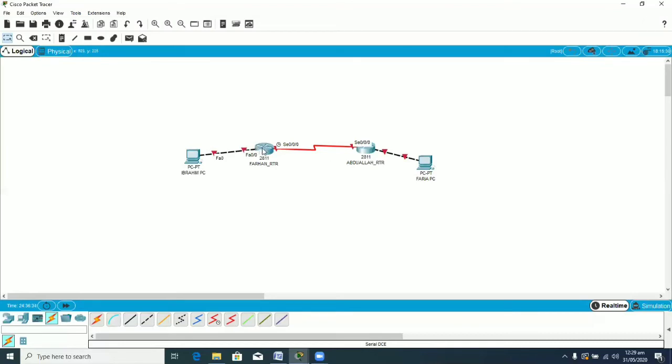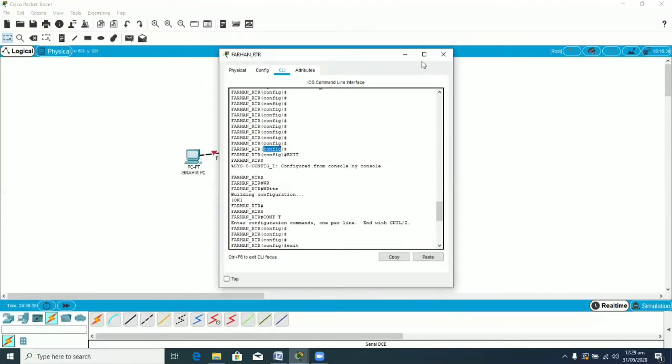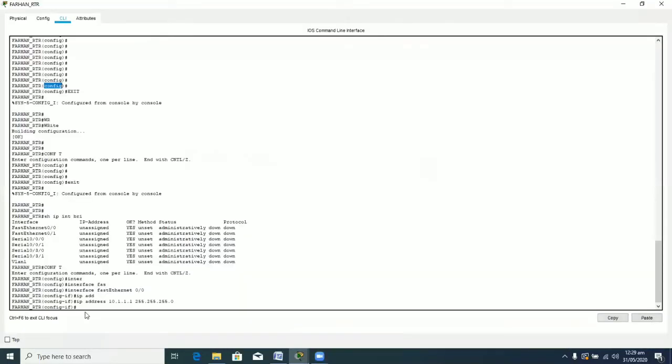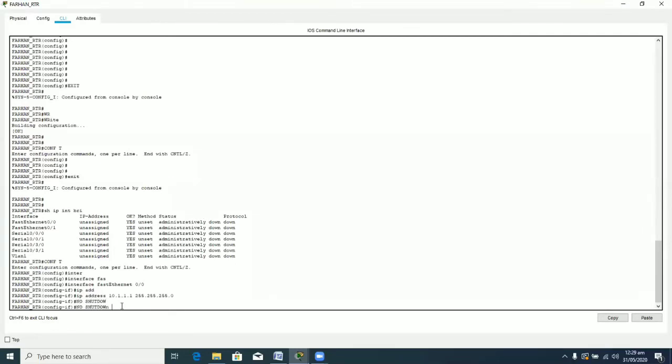Now again I am moving into my Farhan router CLI, and I was basically working on my FastEthernet interface 0/0 connected to the Ibrahim PC. So now I am turning on this interface by simply writing the command no shutdown. Basically in Cisco you have the no command for all negation purposes, and in Huawei you have the undo shutdown command. So if you learn about Cisco routers and switches, then you can very easily work on Huawei routers and switches.